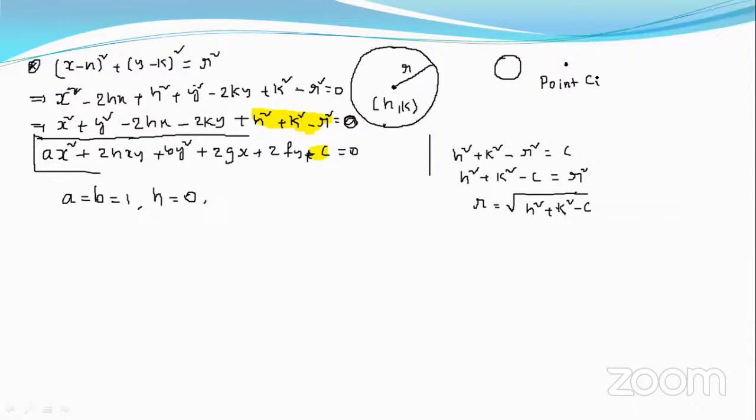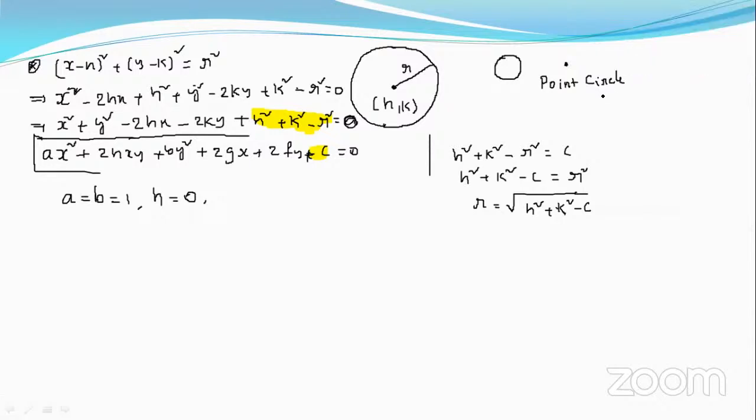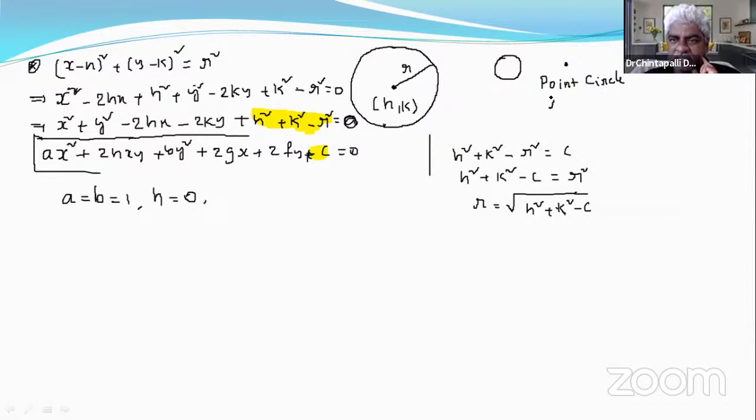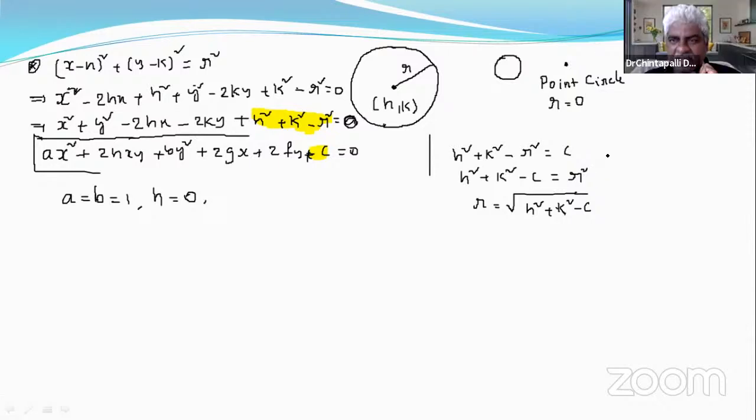This is called a point circle. A point circle is a circle with radius 0. In the case of a point circle, radius r is equal to 0. Got it? And in reality, it is not possible to draw a circle with radius negative 2 units or negative 1 units or negative something.